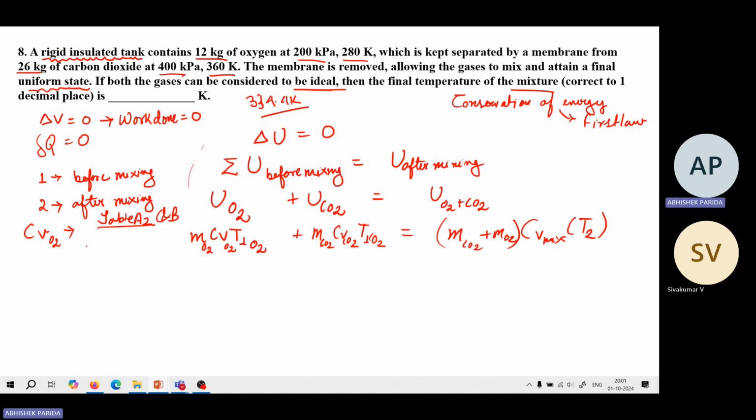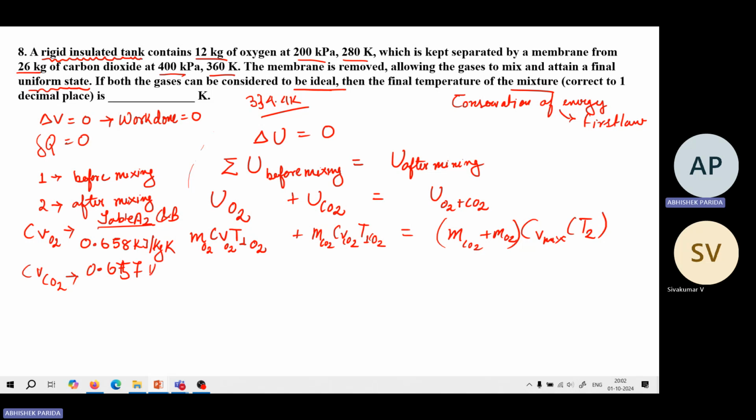So table A2, if you see, table O2 tells you the relationship, but the perfect value you get in table A2, page number 899, as I can see. So for oxygen, you get Cv as 0.658. Oxygen is 0.658 kilojoule per kg Kelvin, and Cv of CO2 is how much? Carbon dioxide is 0.657. 0.657, almost same.